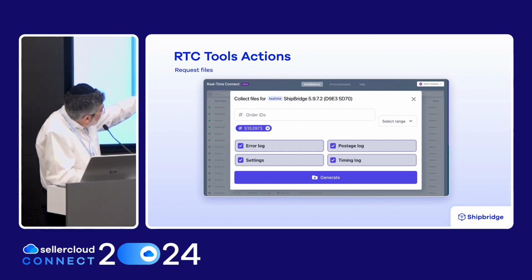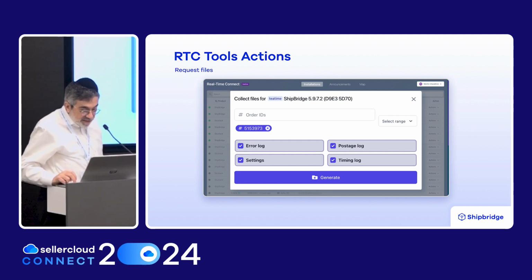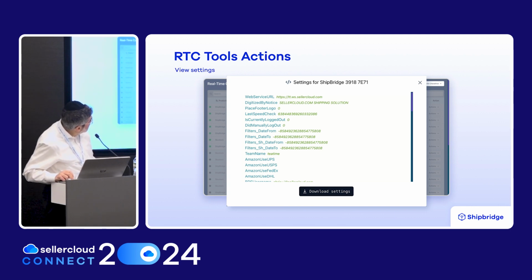So you can put in the order IDs, or you can select the range. You can put in individual order IDs or an entire range, and then generate, and that will give you the files that are needed, and you forward that to the rep that's assisting you. Just shows it in action. The person fills it in. You can see the settings.